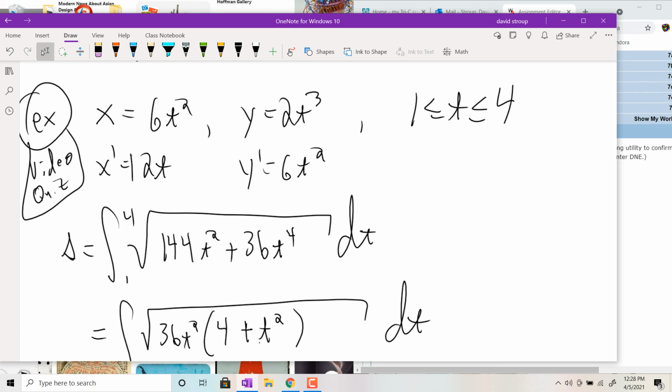So x is 6t squared. Y is 2t cubed, and so forth.